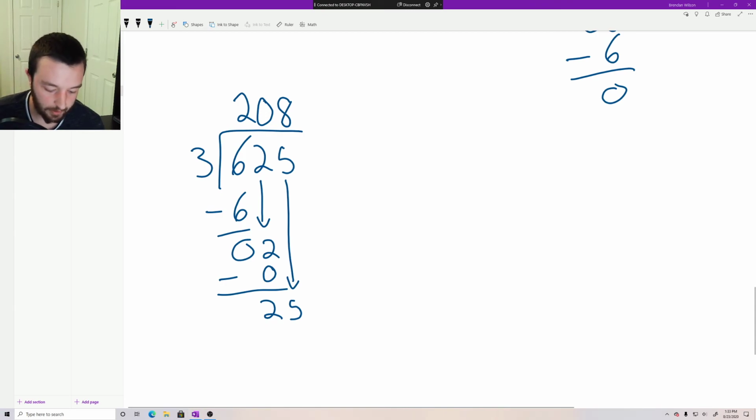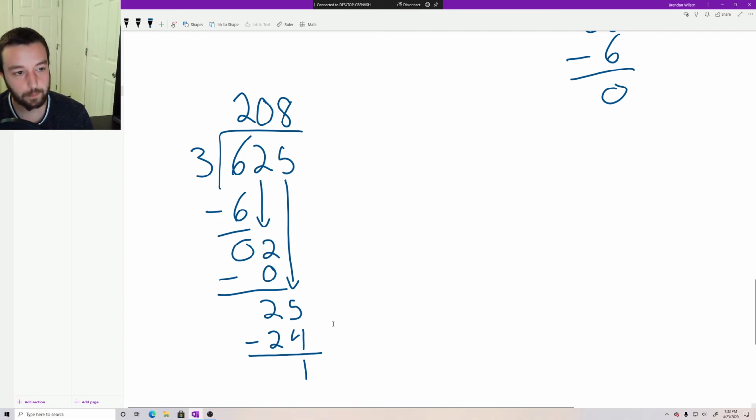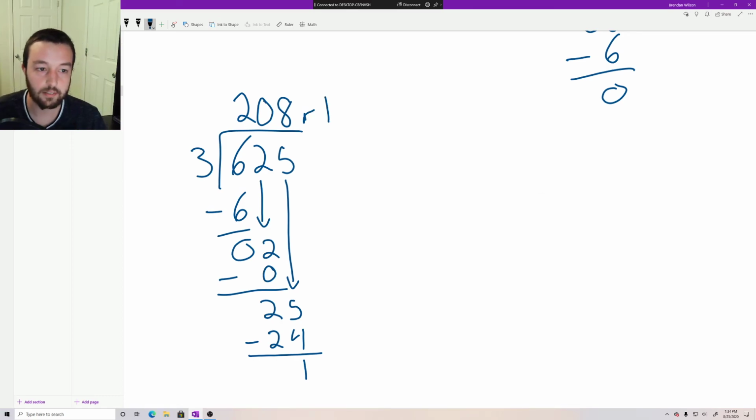3 times 4 is 24. So we have 1 left over still, but we're out of digits to bring down, right? There's nothing left here. So our final answer is 208, but we still have the 1 left over. So the way we say our answer is we have 208 with a remainder of 1. Okay, so we write R1. This is saying we have 208, but we have 1 left over.